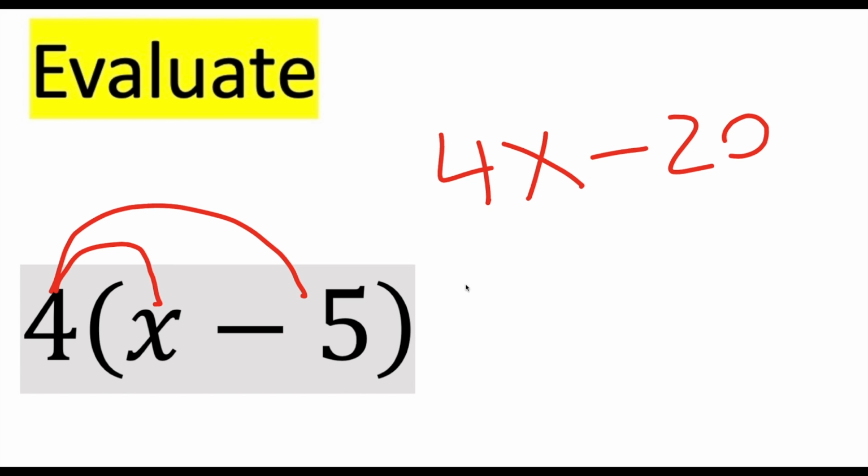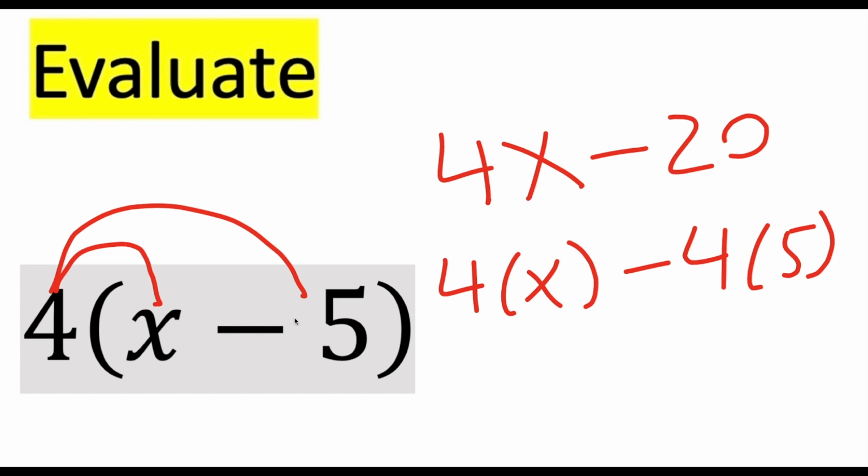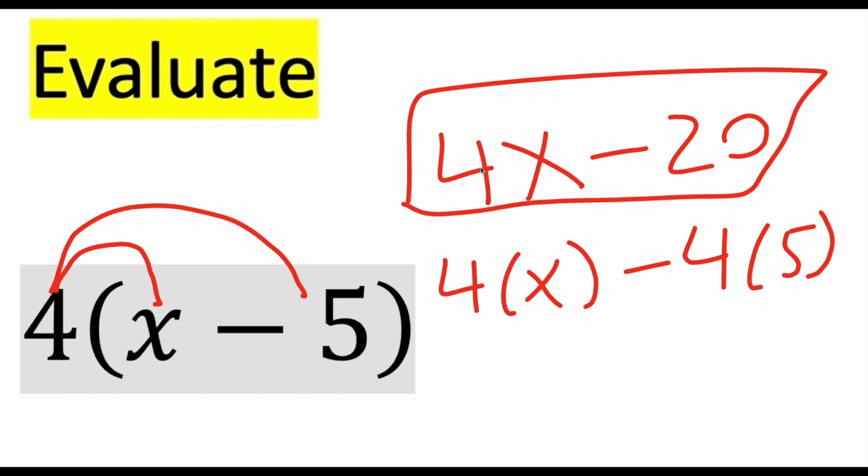I guess if you want to, we could write it out. So we said 4 times x minus 4 times 5. The reason it's a minus is because this piece right here is minus. And then 4 times x is 4x. Negative 4 times 5 is negative 20. And that's pretty much it regarding the distributive property.